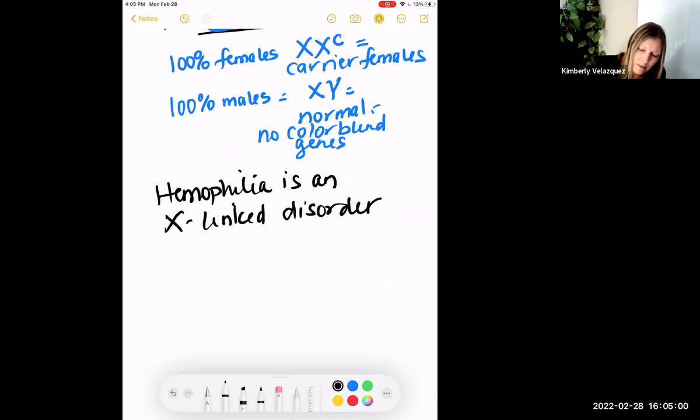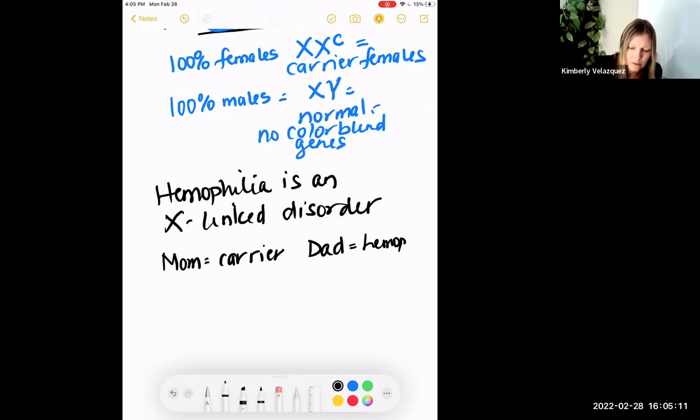Let's say that mom is a carrier and dad has hemophilia. So mom is a carrier. I'm going to use the letter H now instead of the letter C. So mom has that bad gene somewhere on her X chromosome, but she's a carrier, so that means she has a normal X also. Dad has hemophilia, so he's this genotype. Again, he has a bad gene somewhere on his X. So let's do this cross.